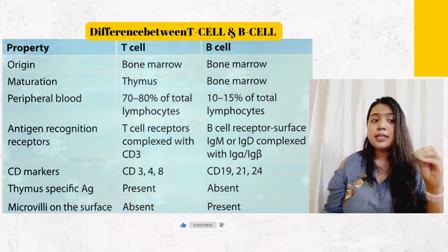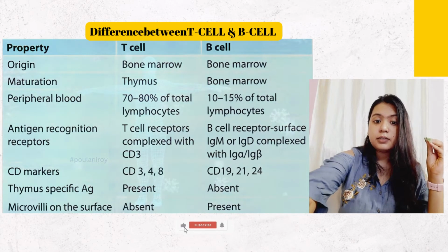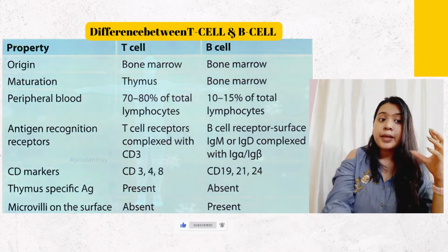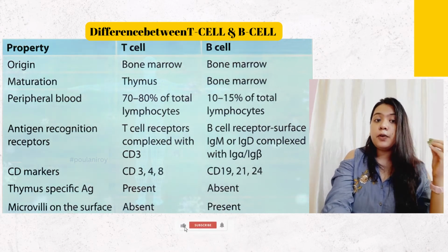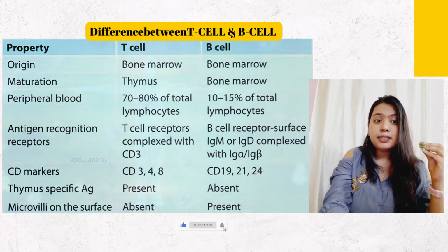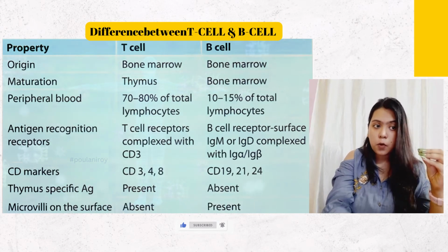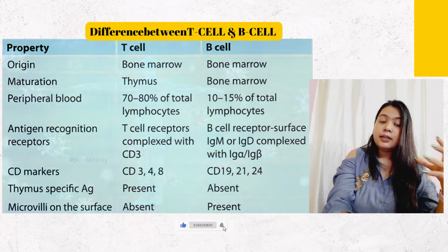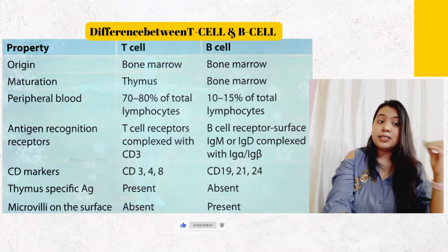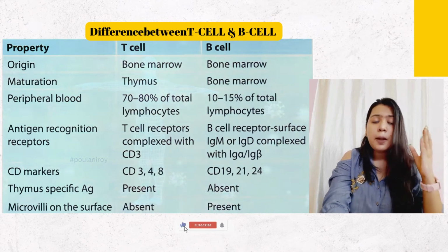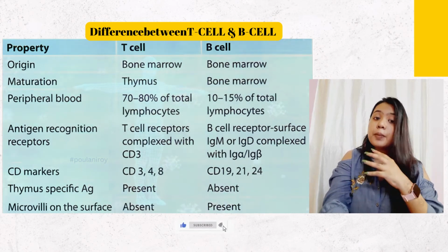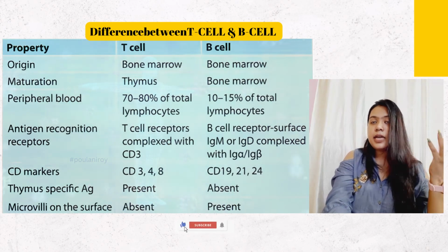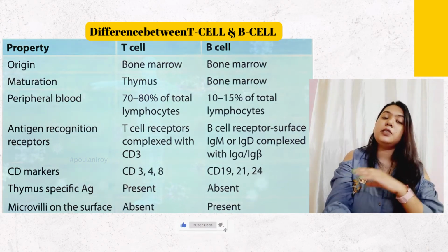Now see the CD markers. In case of your T cell, the CD markers include your CD3, CD4 and CD8. In case of your B cell, it includes your CD19, 21 and 24. Now see next, the thymus specific antigen. It is present in case of your T cell, but it is absent in case of your B cell. Next, the microvilli on surface are absent on your T cell, but present on your B cell.